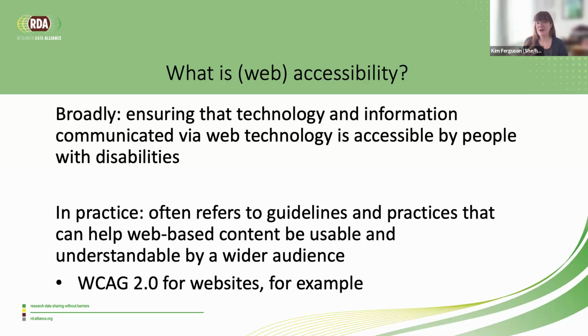So in practice, then, web accessibility is referring to things like guidelines or best practices that can help web-based content be more usable and understandable. The one that you will hear most often referred to in legislation is called the WCAG 2.0. That's the Web Content Accessibility Guidelines. This is a set of guidelines and standards that are community created and put out by the W3C. And so this one really refers to websites, and that can be helpful to people creating Word documents or Google documents or slide decks, but it's more for coding with HTML or CSS or websites.